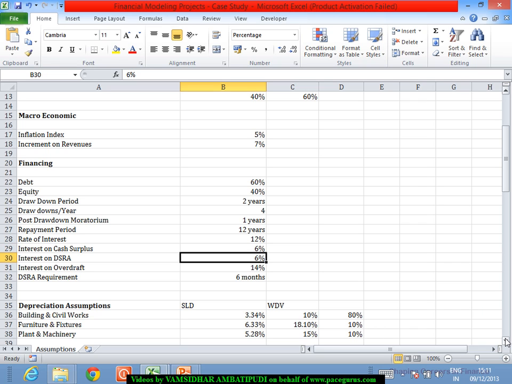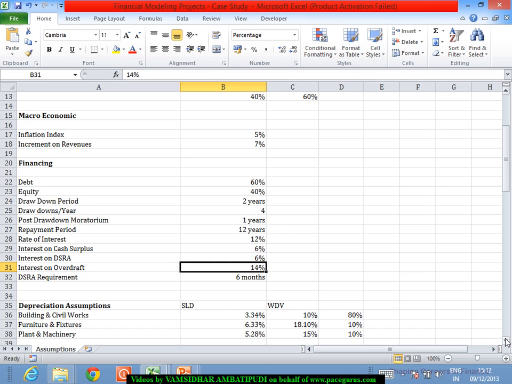And there is a requirement as a part of the case that the bank is expecting the SPV to maintain a DSRA account, which is nothing but a debt service reserve account, equivalent to 50% of the total amount of interest and principal that we are liable to pay within the next 6 months. So 6 months, half of the annual interest and principal that needs to be paid in the next year, has to be maintained as a part of the DSRA account. And that DSRA account also fetches interest. So the interest on DSRA is provided at 6%.